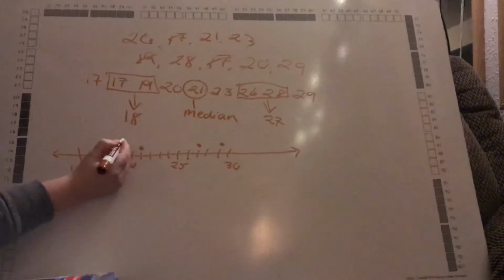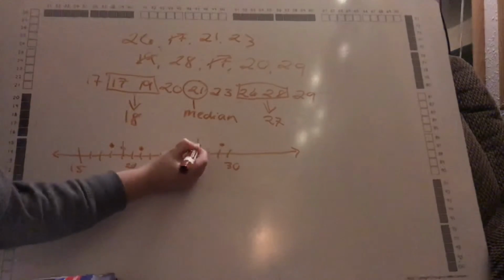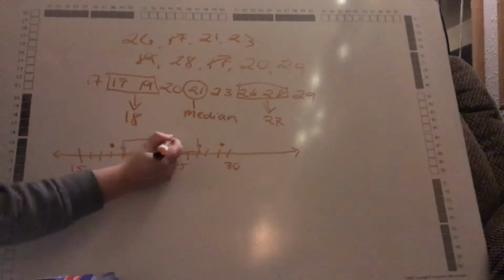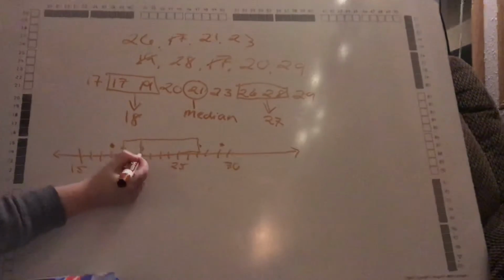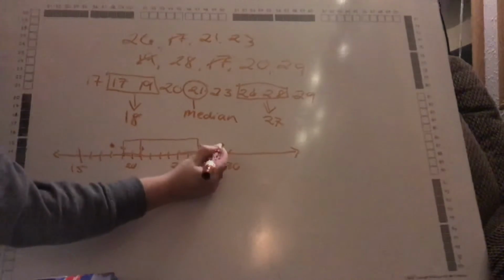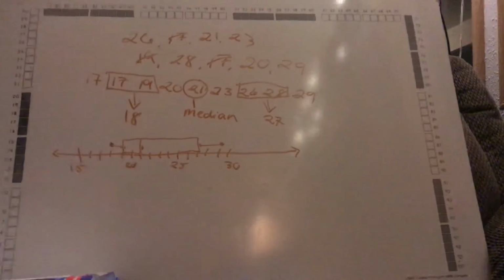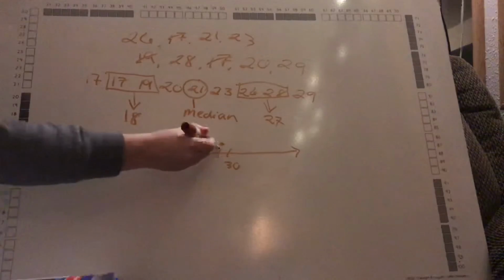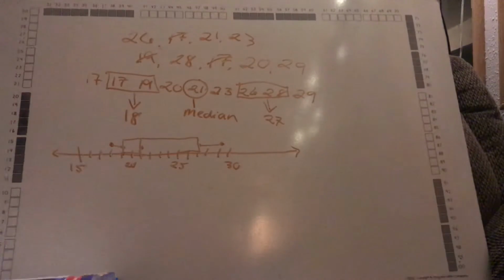So you draw those lines, and then this is where the box and whisker part come in. You draw a box between your upper quartile and your lower quartile. You draw a line where your median is, and then you draw whiskers out, like that. This is your box, these are your whiskers. Okay?